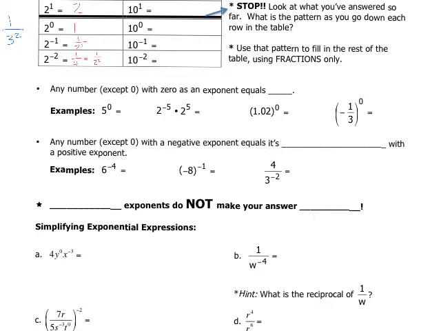So all of the ones that we've dealt with so far started on top and flipped down to the bottom, like Isabel said. So what do we call that when we take a piece and flip it? Yeah, it's a reciprocal. Okay. So any number except 0 with a negative exponent equals its reciprocal.